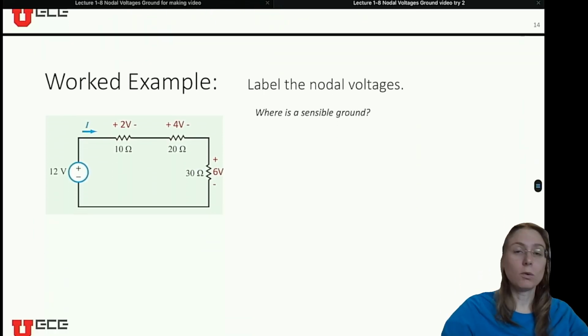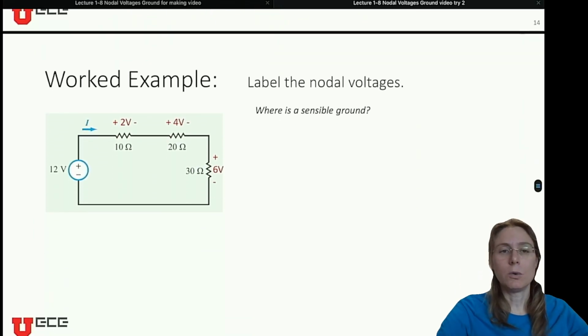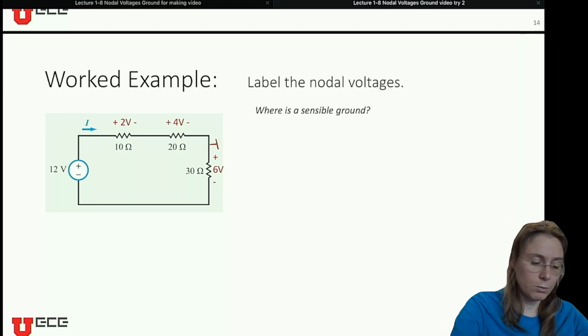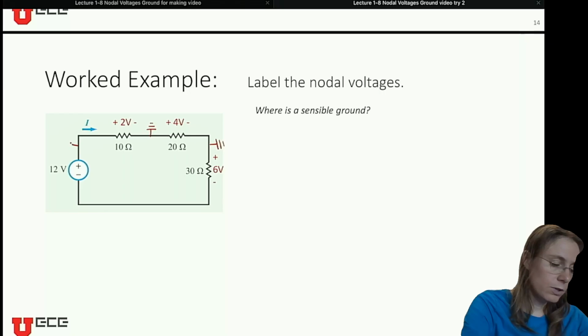So let's do that on a worked example here. I can put a ground at any node I want. Some may be more sensible locations than others. In this case, we have 4 nodes. So I could put a ground here, I could put a ground here, I could put a ground here, or I could put a ground down here.